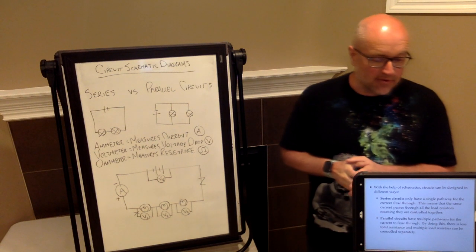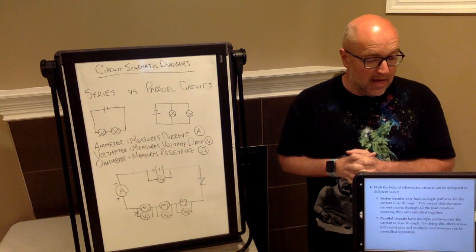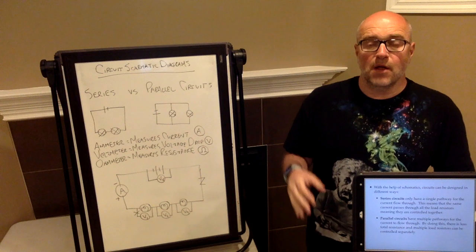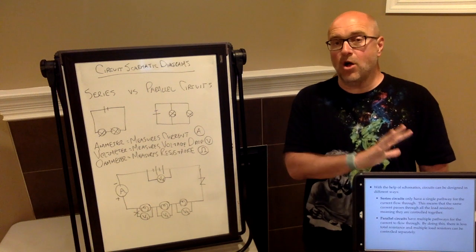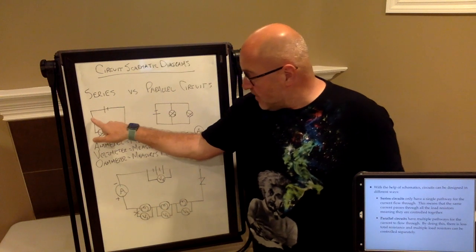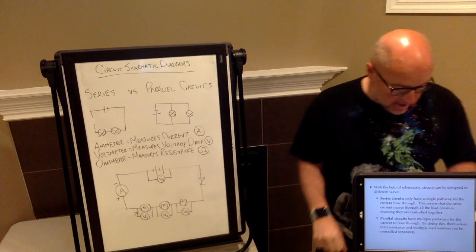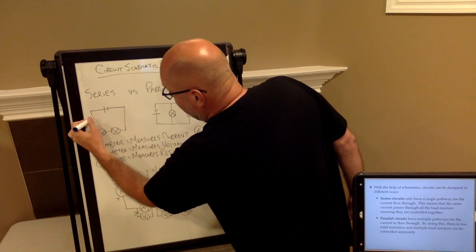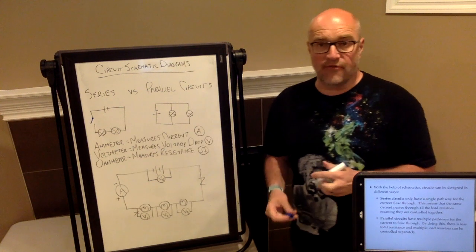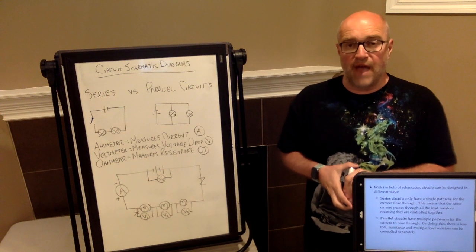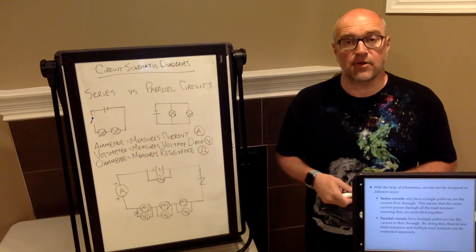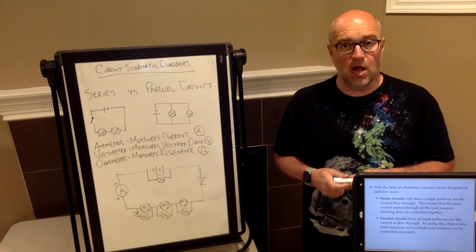This means that the current passes through all the load resistors and they're all controlled together. Whatever you do for one, you're going to do for all of them. For example, if I put a switch in this circuit, and we talked about switches last day, and I open the switch, that's going to shut off all my load resistors at once. If I have two or three light bulbs on a series circuit and I shut off one, I shut them all off at the same time.